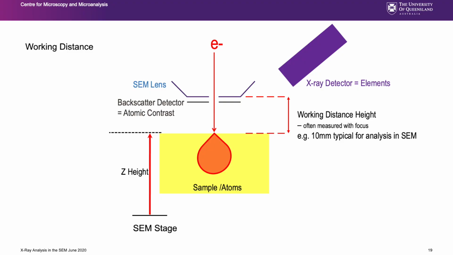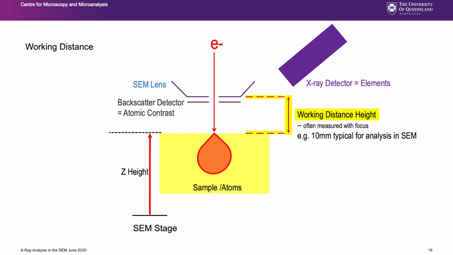Let's go back to that working distance. What's so important about it? This is a nice schematic through the final lens of the SEM. The electron beam passes through it. We've got our backscatter detector there, and off to the side we have an X-ray detector. The X-ray detector is pointing to a particular position where we can assume the X-rays are coming from. The distance between the final lens and the top of our specimen is called the working distance.